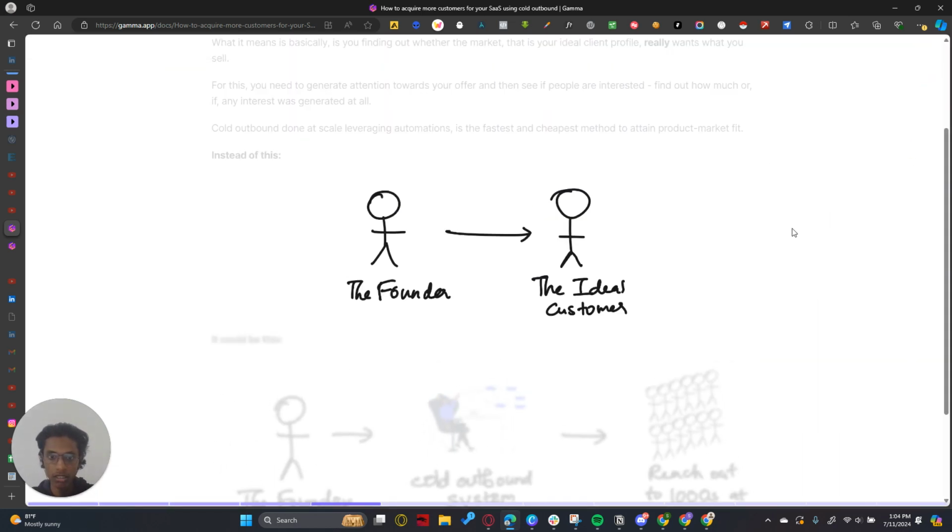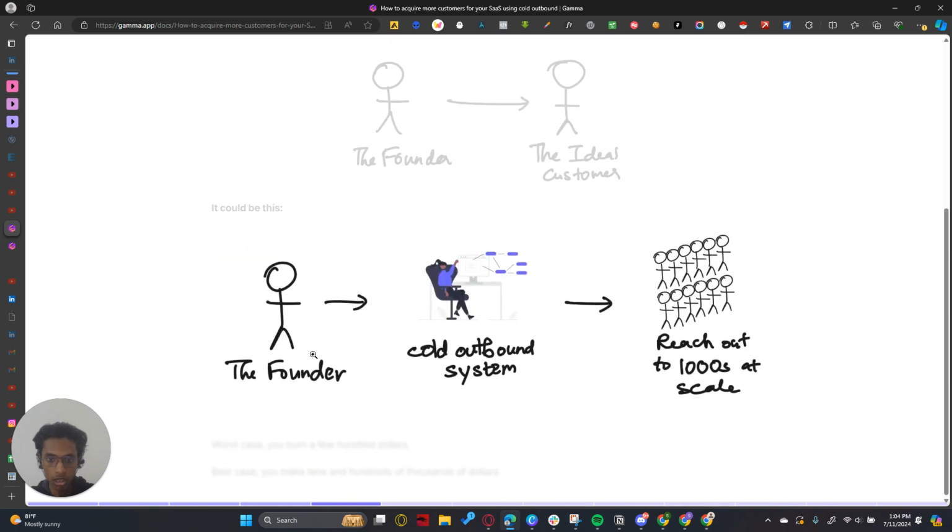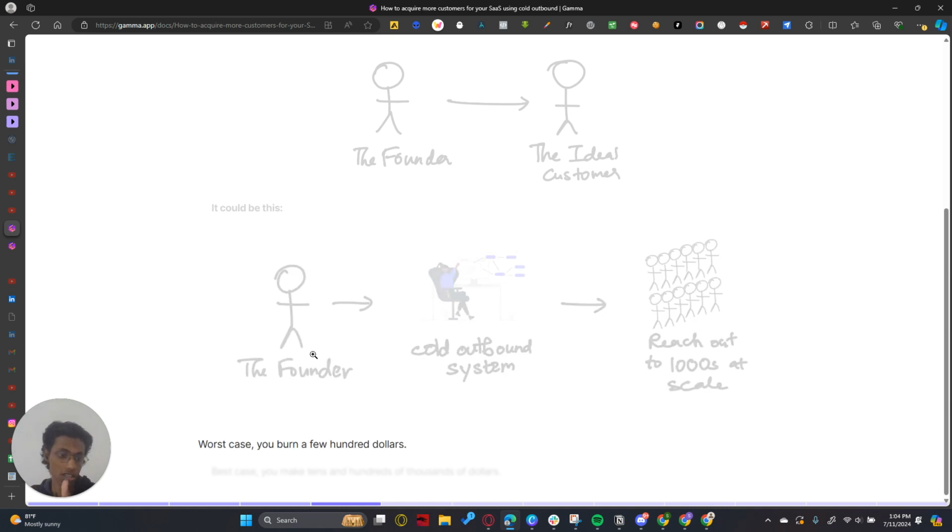If you did leverage automations, right? You can reach out to thousands at scale. And, worst case, there's no product market fit. You burn a few hundred dollars. Best case, you make tens or even hundreds of thousands of dollars, provided you are able to sign on deals.